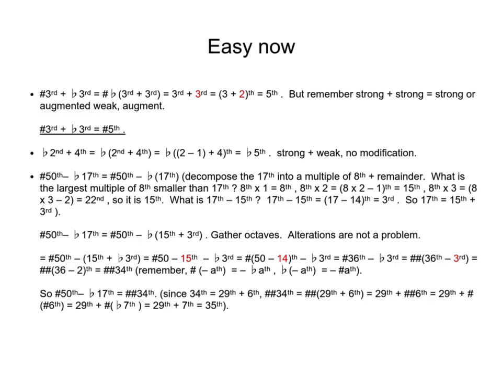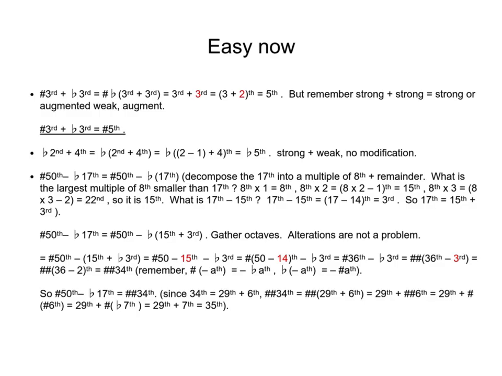Okay, now for the second one. A diminished second plus a fourth equals a diminished sum of a second plus a fourth. You continue using the properties. You get a diminished 2 minus 1, which is 1, plus 4 is a diminished fifth. This is a strong plus weak. No modification is needed for that one. That was an easy one.